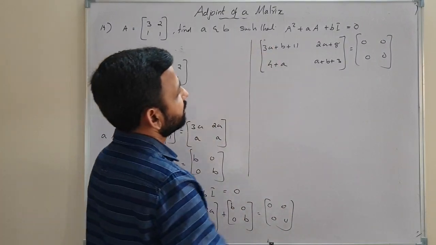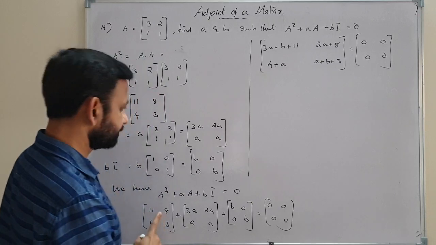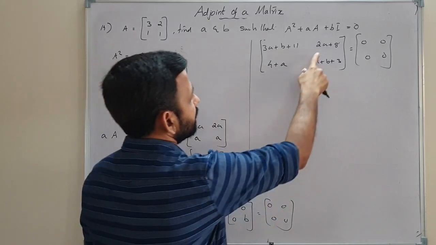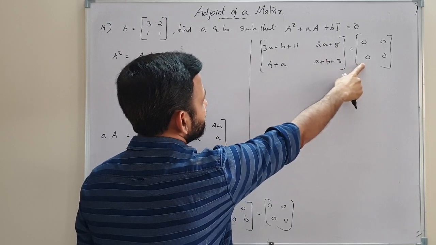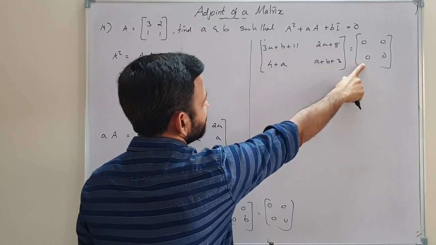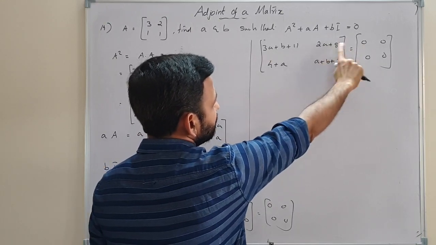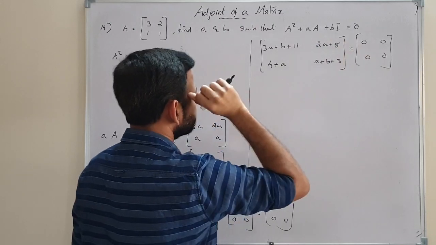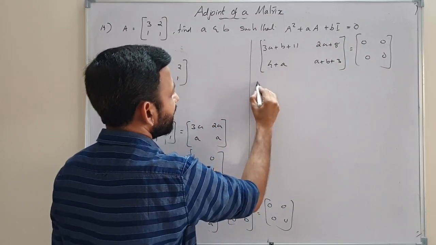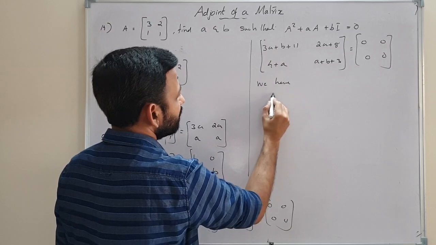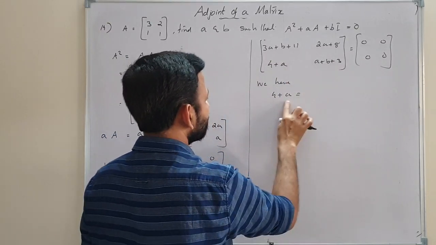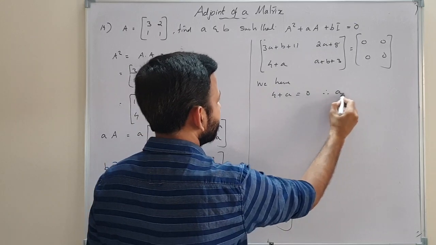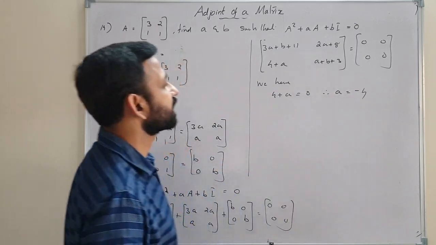So when we equate 4 plus A equal to 0, then A is equal to minus 4, or 2A plus 8 equal to 0, 2A equal to minus 8, then A is equal to minus 4. So we have 4 plus A equal to 0, equating corresponding elements. Therefore, A is equal to minus 4.